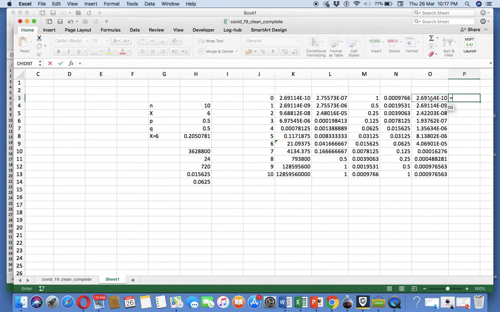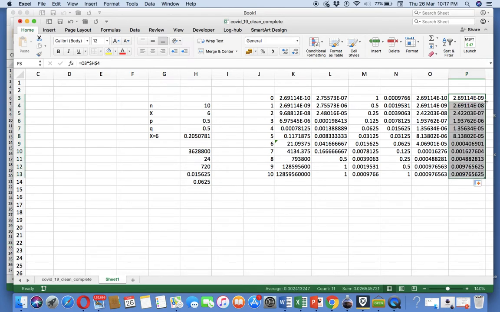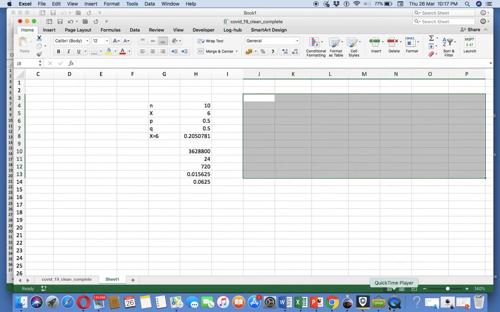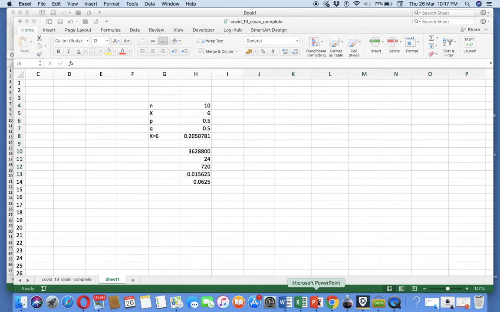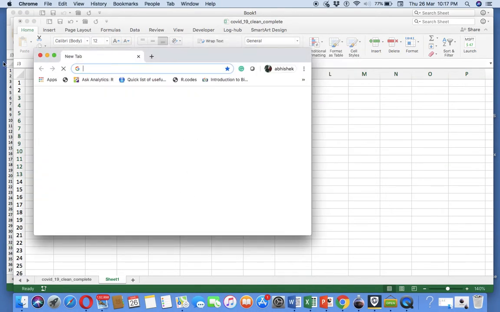So it will be probability into n. I'll fix it because it should not shift. So you get the values. The values progressively decrease. So this is how the probabilities are to be calculated using the binomial distribution. So keep in mind the formula and how the probabilities are to be calculated.